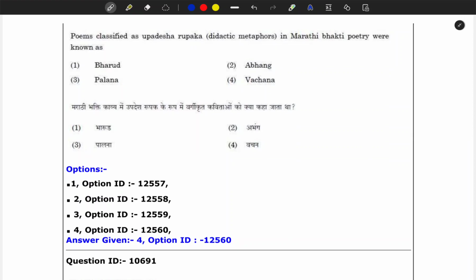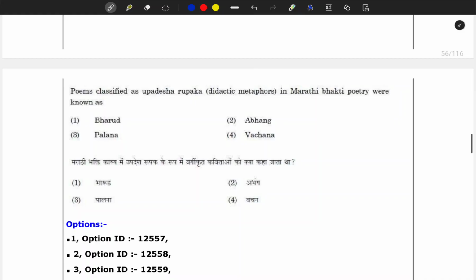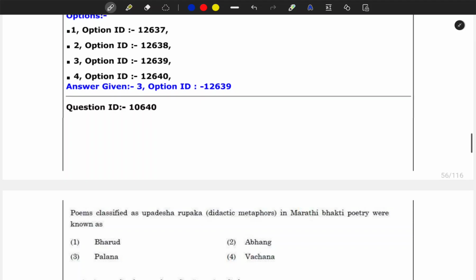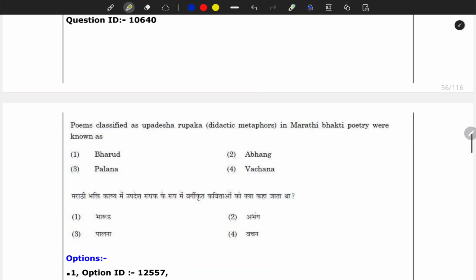Next question is that poems classified as Upadesha Rupaka, or didactic metaphors, in Marathi Bhakti poetry were known as. Again, I don't have any idea about it. It's a pure fact, and if you ask me, I won't be able to discuss it. I don't know about this. I have not heard about it.